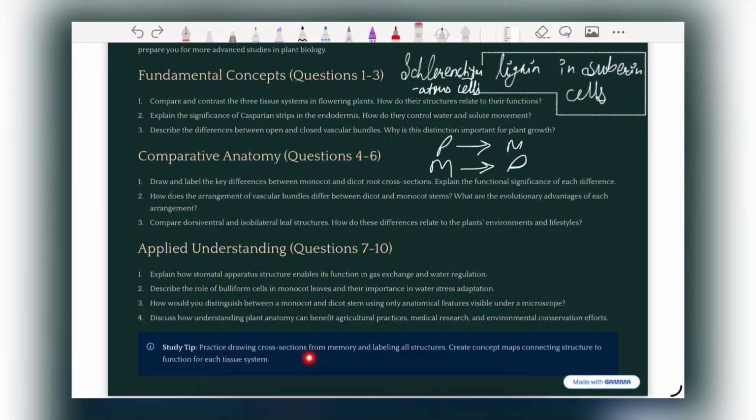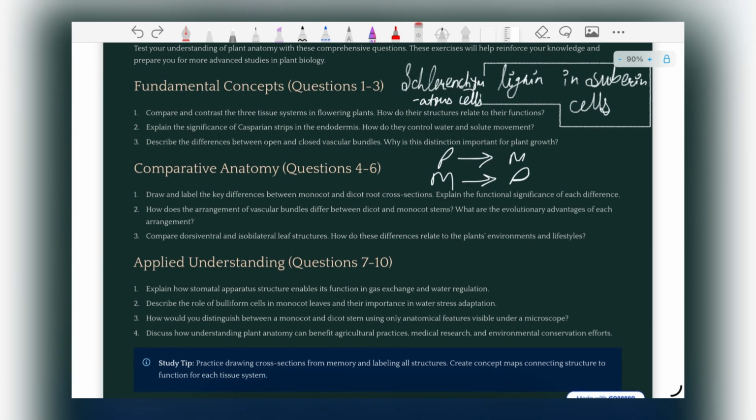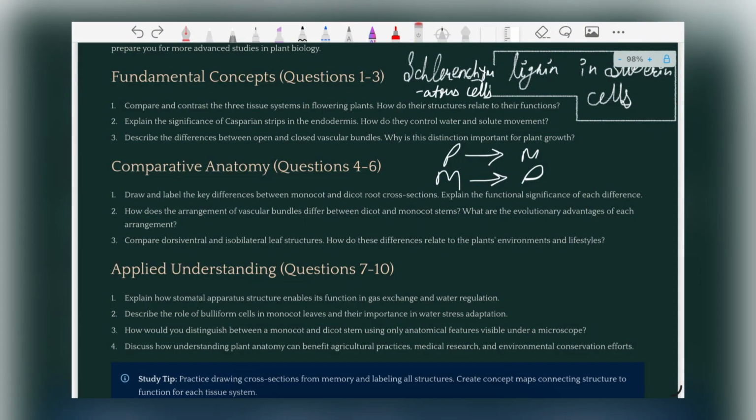Practice drawing cross sections from memory and labeling all structures. Create concept maps connecting structure to function for each tissue system. So that's the study tip for today's video.